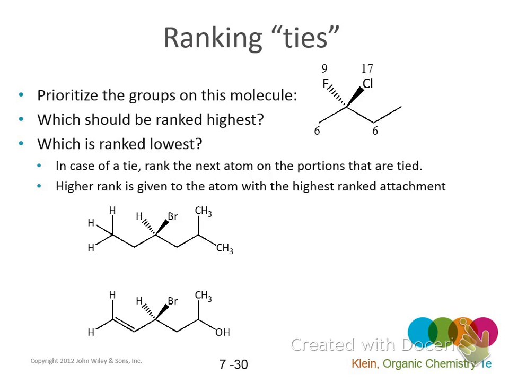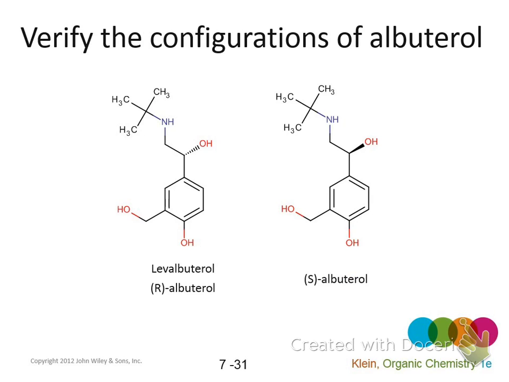I'll skip this one. I made this an extra slide in case I wanted more examples. I can come back to it if you want. So here's albuterol again. We're going to show how it's R or S. The chiral center is here. I am missing a group, which is the hydrogen, so that's in the front. On the enantiomer, the hydrogen's on the back, like that. So we're going to assign priorities.